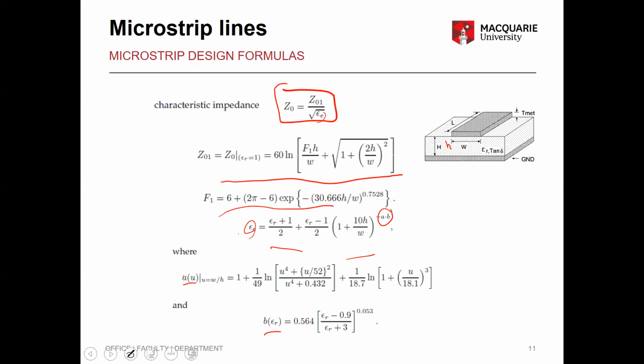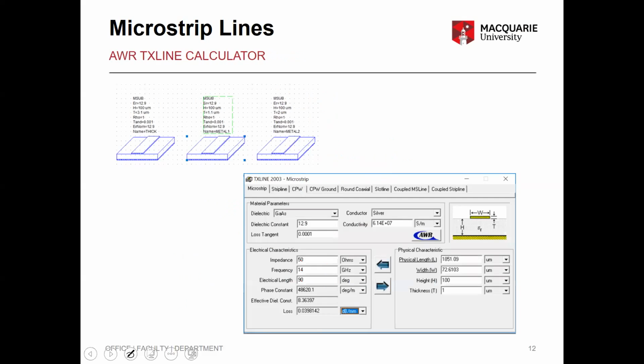So it's easier because it's an algebraic equation. Usually we tend to use some sort of calculator where we give only H, W, and the epsilon R of the microstrip line, and the calculator will tell us what is the impedance of that line. For example, this is a calculator that we use in AWR. You can find it under Tools, and then you can pick what sort of transmission line you want to look at.